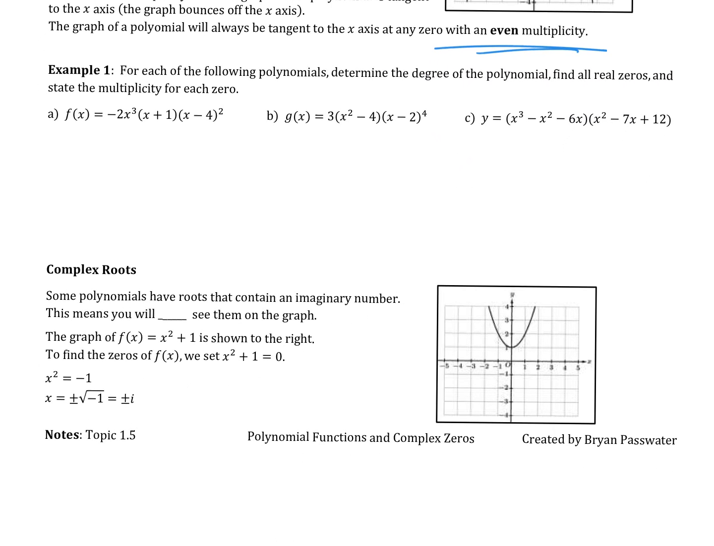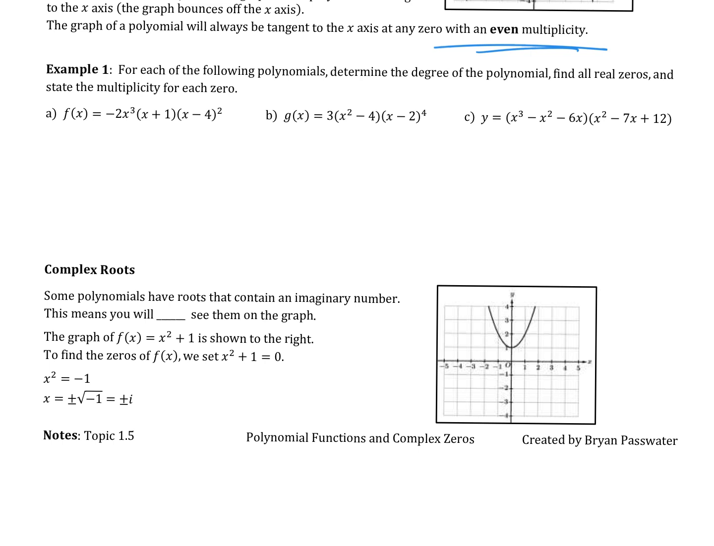For this example, we're going to determine the degree of the polynomial. We're going to find the zeros and the multiplicity, and I'm going to talk about what it would actually do. Let's look at part A. What's the degree? 3. This is not a degree of 3. It's a degree of 6. Let's talk about why.